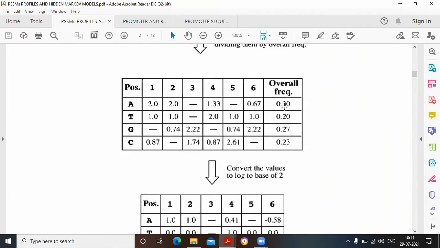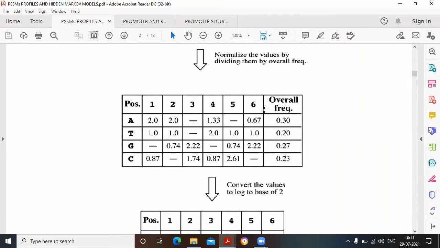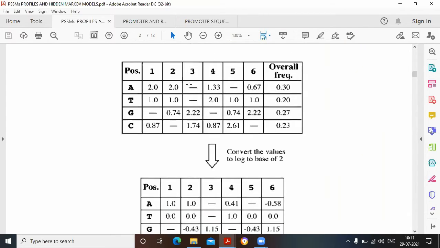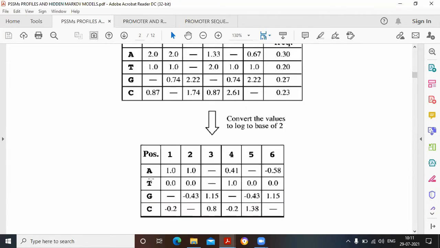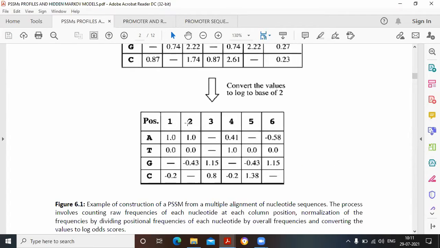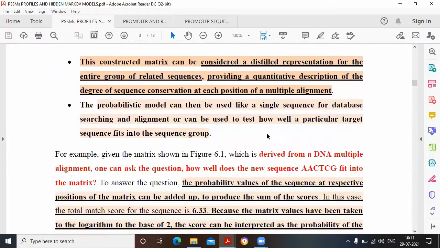Once you have created this probability distribution table, we have to take the logarithm to the base 2 of these values. These are called the log odds values, and we look at them to understand whether and how perfectly the sequences are matching, and that way we can tell that this is a conserved sequence. So just keep this kind of table in your mind.